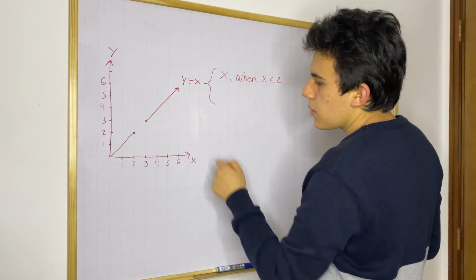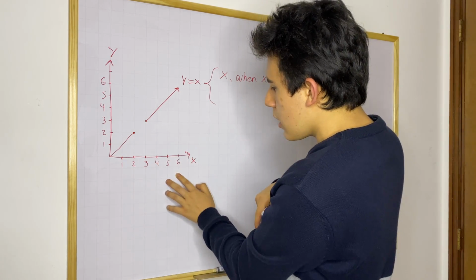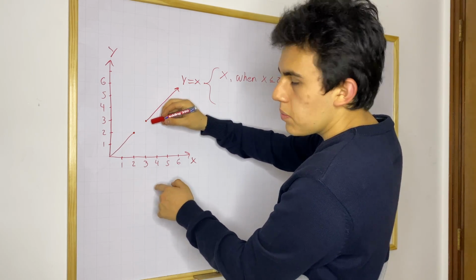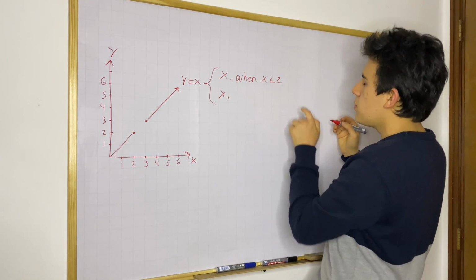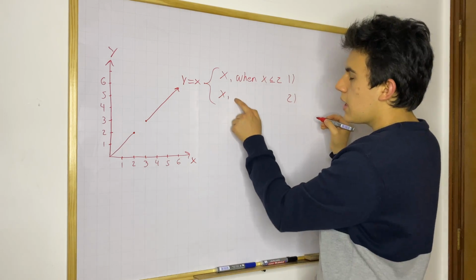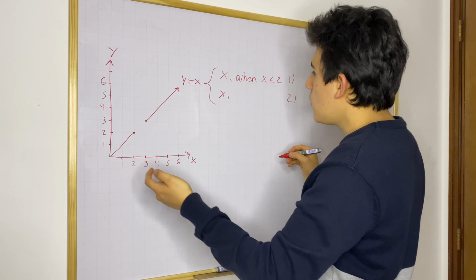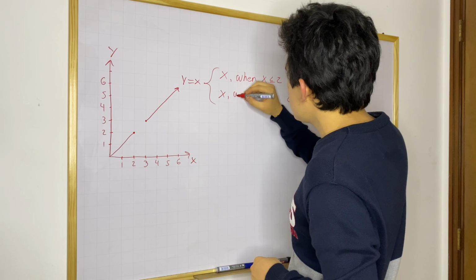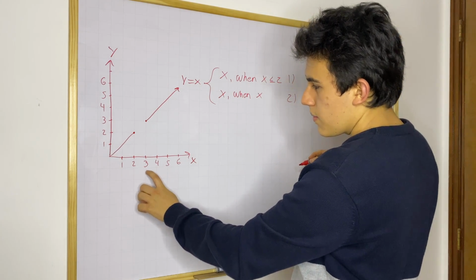Now, what about this second line? You can probably see that this line happens when x is greater than or equal to 3, because we have a complete circle. So the first piece is x, and now the second piece is going to be x once again, because it's just a line with a slope of 1 and an intercept of 0. It begins at the origin. And we're going to say this happens when x is greater than or equal to 3.